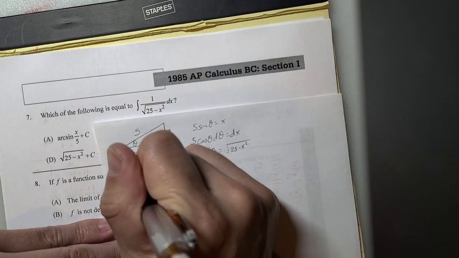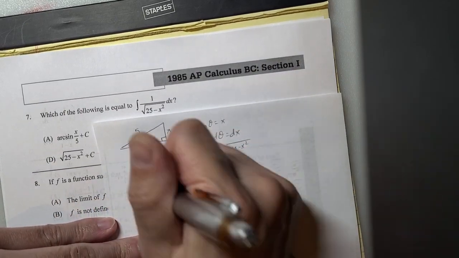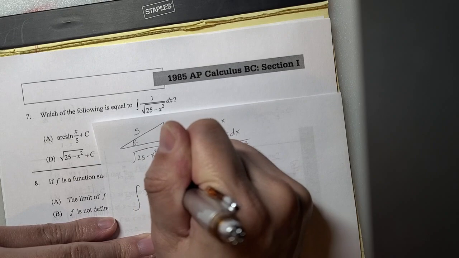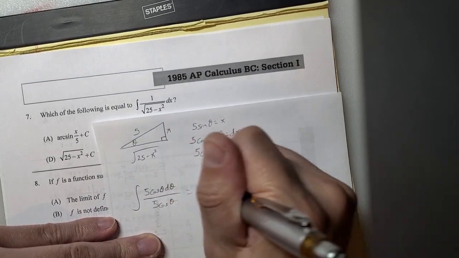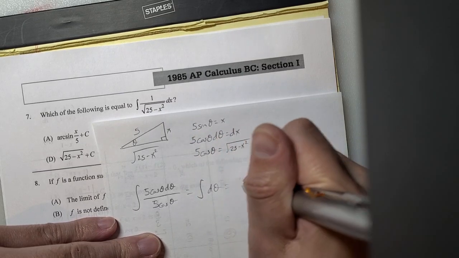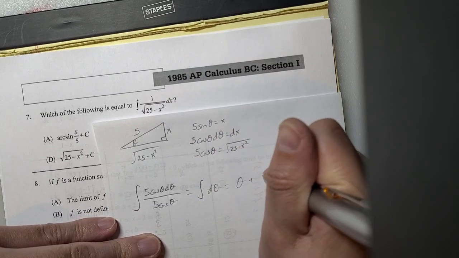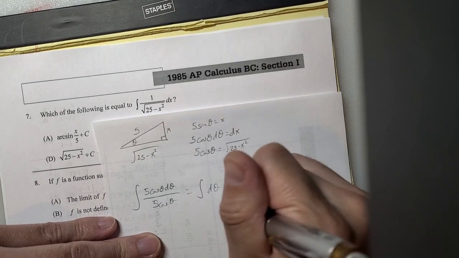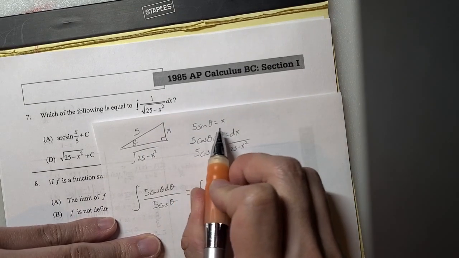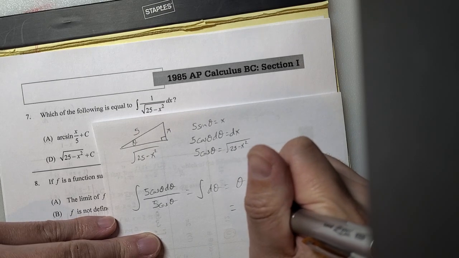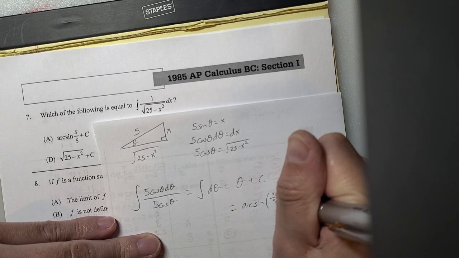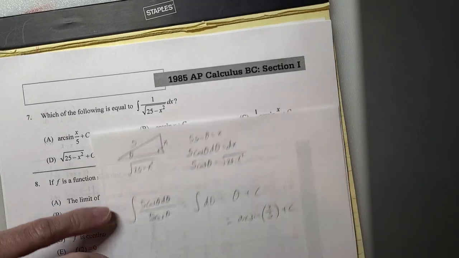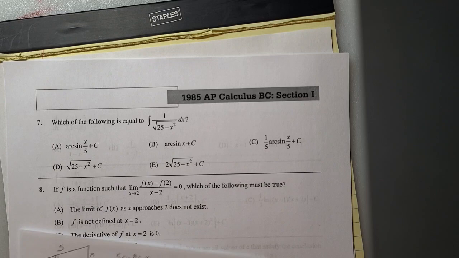Okay, so we can rewrite our integral as dx is 5 cosine theta d theta. Square root term is 5 cosine theta. Okay, so this is just integral of d theta, which is just theta plus c. What is theta? Theta, we can just use our definition here, would be arc sine of x over 5 plus c. Okay, so 7 looks like it is A. Yes.